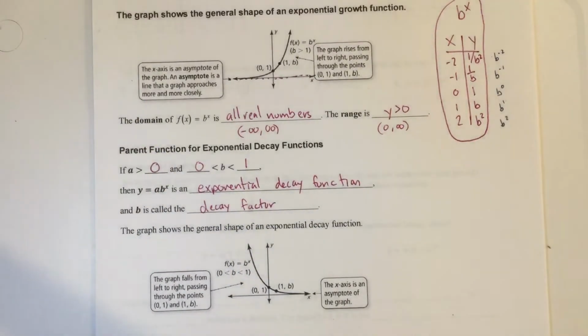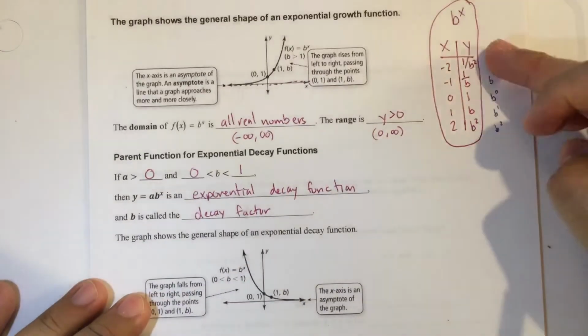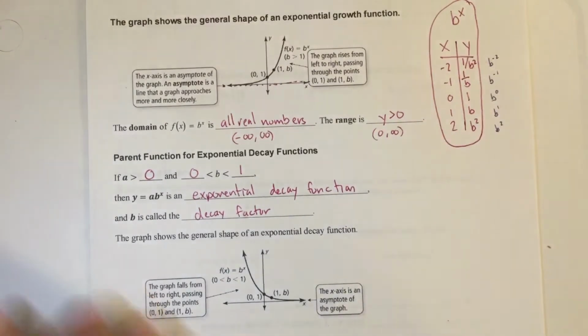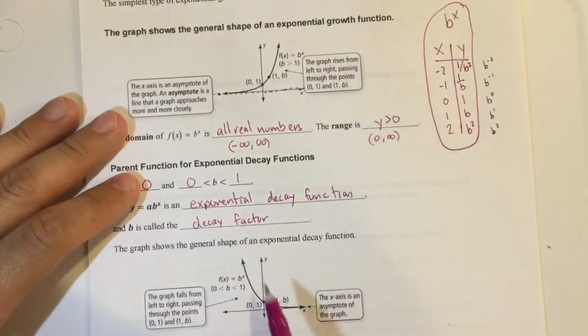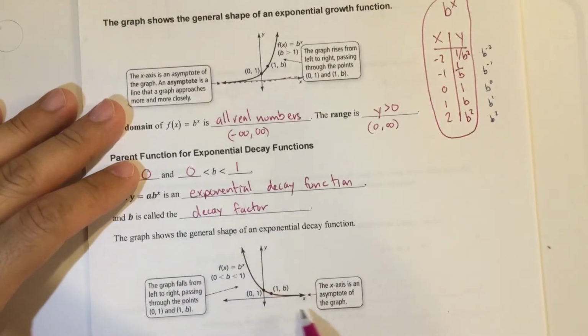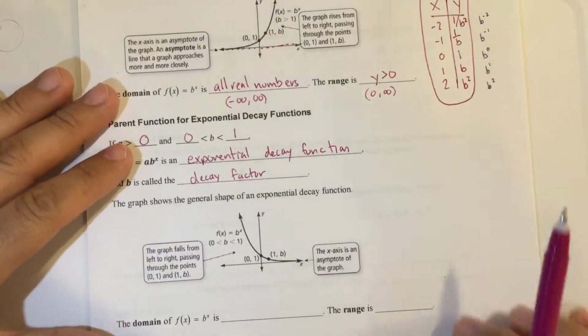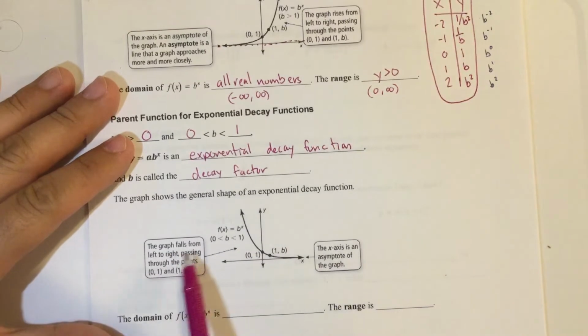All right, and in terms of setting up the table, this is the exact same thing. You would set it up the exact same way. The graph here shows the general shape. Notice from left to right, this one went up. That's growth, getting bigger. This one starts off big and gets significantly smaller really quickly. So that's decaying. The graph falls from left to right.